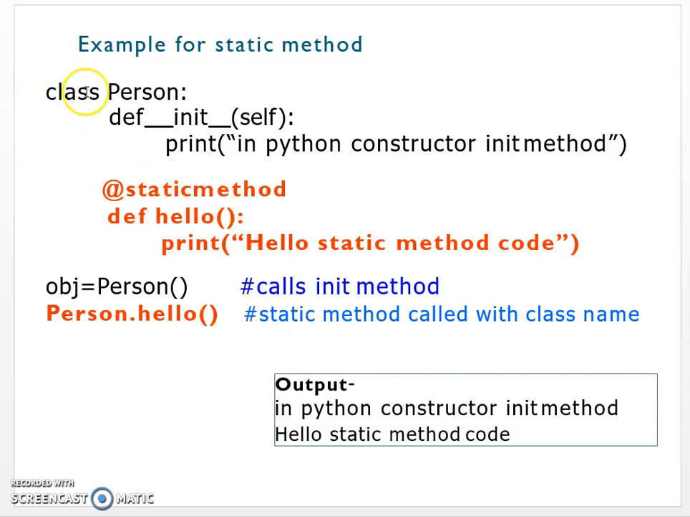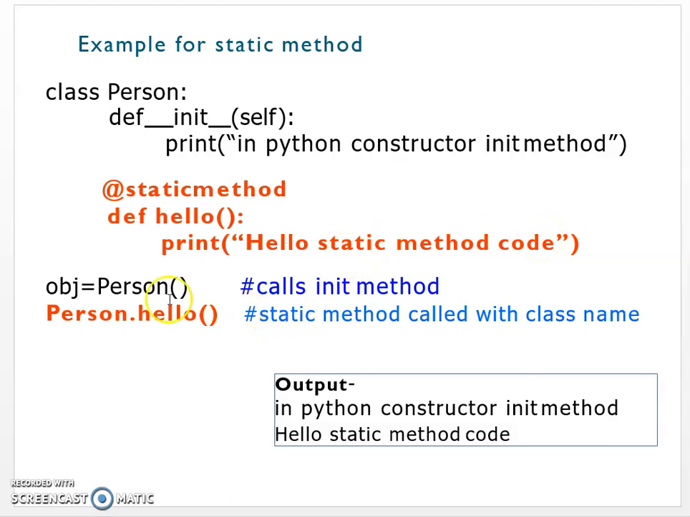Here I have taken a class Person, this one is the constructor, and then this @staticmethod. Now here is the start of the static method. I have used this decorator first, def hello is my static method, and I am just printing a "hello static method code" message on the console.